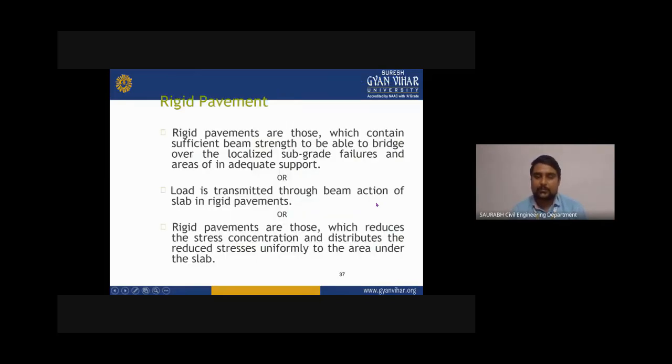Now we'll see some examples of rigid pavement. Rigid pavements are those which contain sufficient beam strength to be able to bridge over localized subgrade failure and areas of inadequate support. Load is transmitted through beam action of the slab in rigid pavement. Rigid pavements reduce the stress concentration and distribute the reduced stress uniformly to the area under the slab.